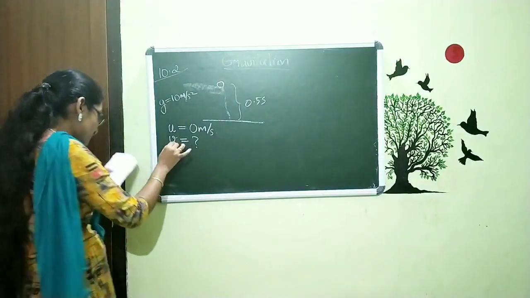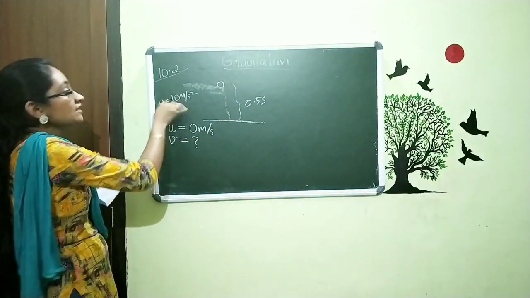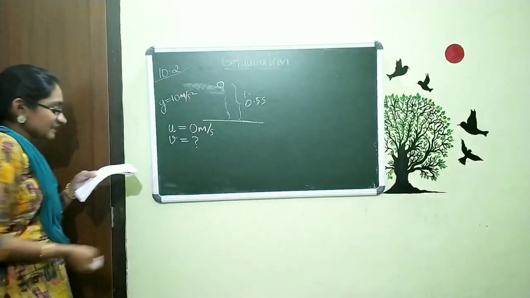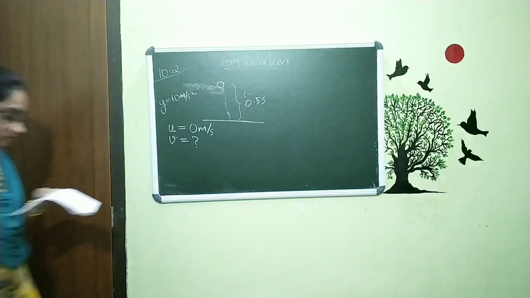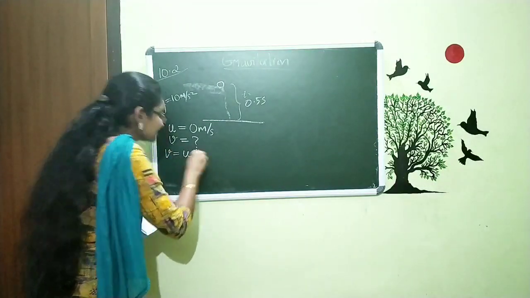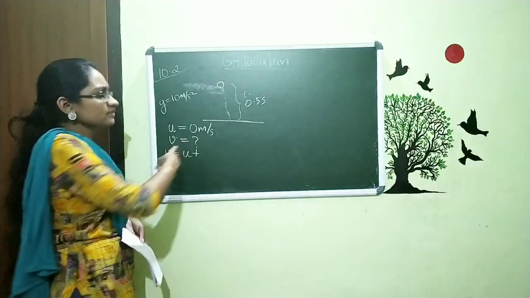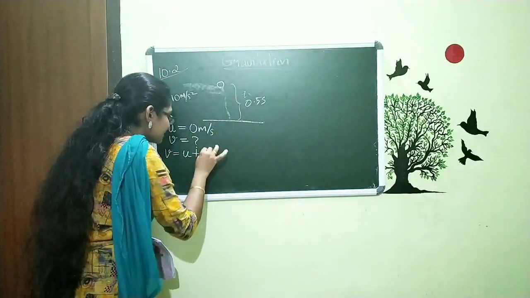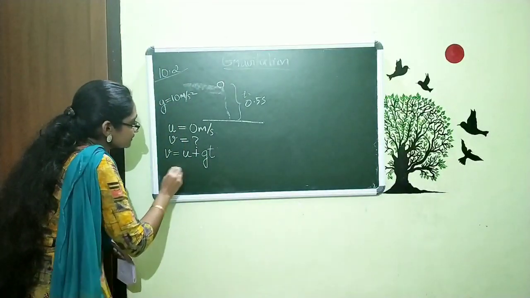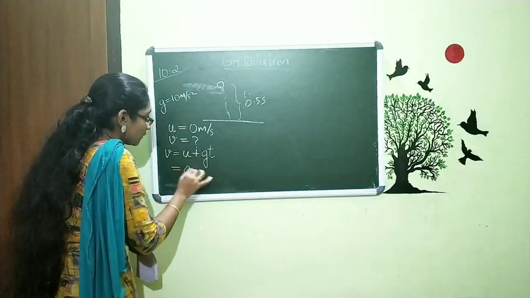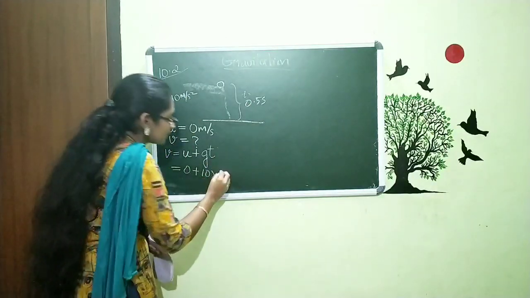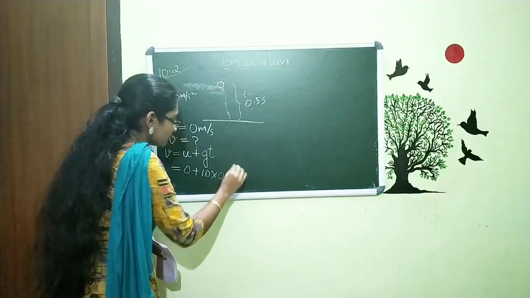So we want to find v, and we have g, and also in the question they gave t. So which equation will we select? We select the equation v is equal to u plus at. Here we have g, so I am writing it as u plus gt. Then substitute the values. 0 plus 10 into the time, which is 0.5.